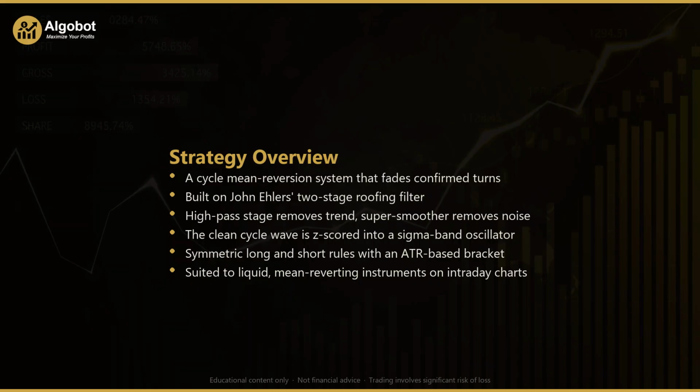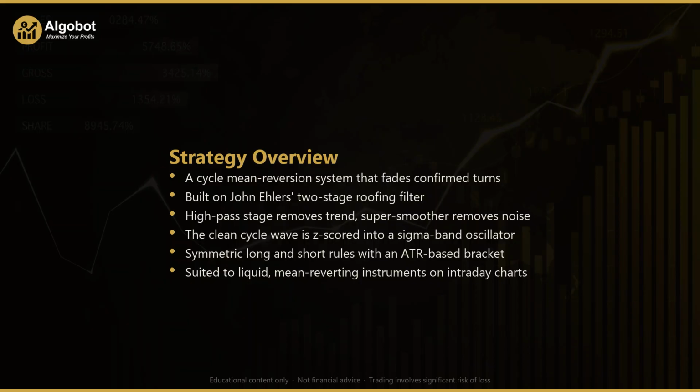Any price series is really three things layered together. There is the slow trend, which drifts along at very low frequency. There is the tradable swing cycle in the middle. And there is fast, jittery noise from spread and tick movement at the top. A traditional oscillator that fades extremes often gets overrun because the trend component leaks straight through it. The roofing filter solves this by removing both ends of the spectrum. A high-pass filter strips away the slow trend, and a super smoother strips away the fast noise. What remains is a clean wave that genuinely oscillates around zero.